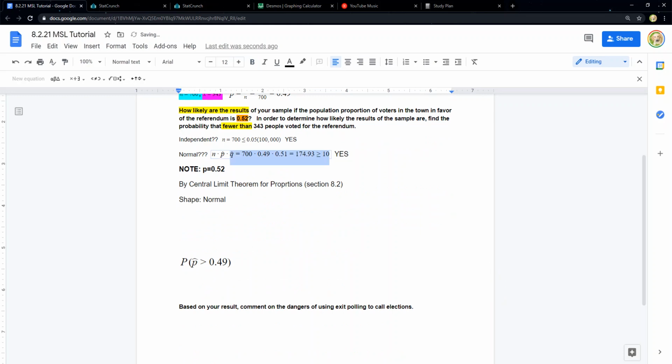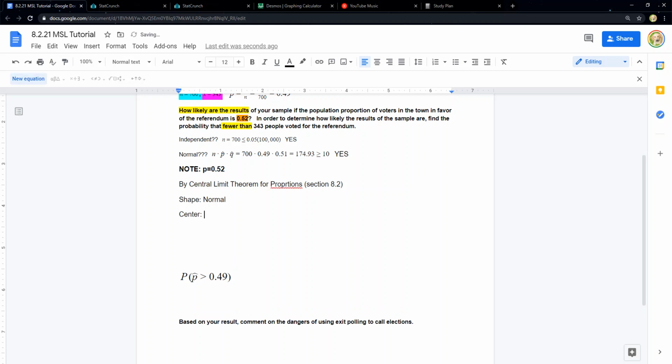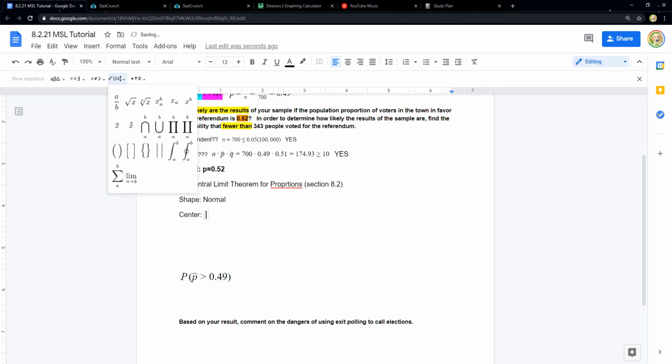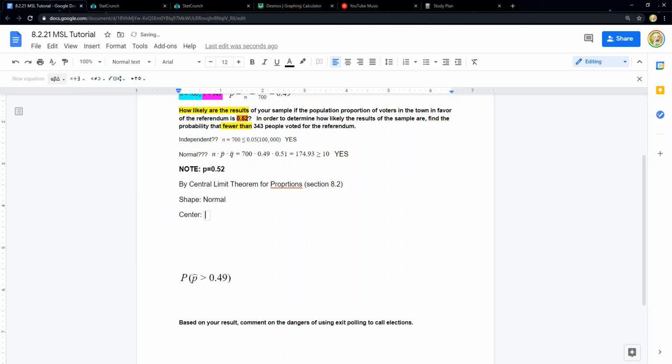Although, again, they probably would have used the 0.52, but tomato, tomato. So shape, center. The center is the mean of the p-hats, and you can find this in your notes in section 8.2. It's the central limit theorem. So the mean of the p-hats is equal to p, but p is equal to 0.52, right? They gave it to us. So we proved it was independent. We proved it was normal. That means we can use the central limit theorem for proportions, and we know the shape, and the center is going to be 0.52, so that's going to be my mean.